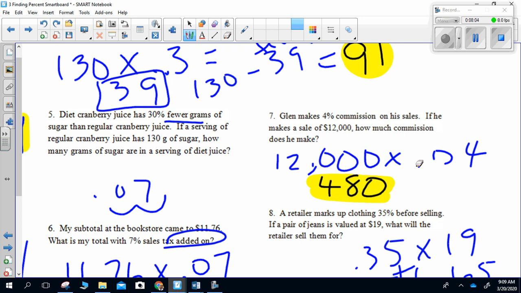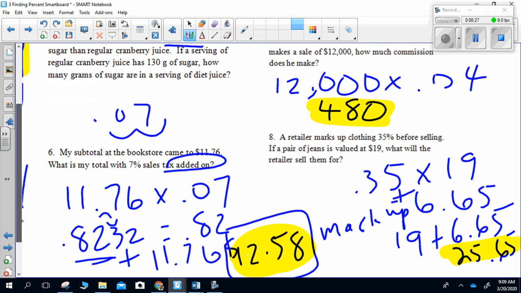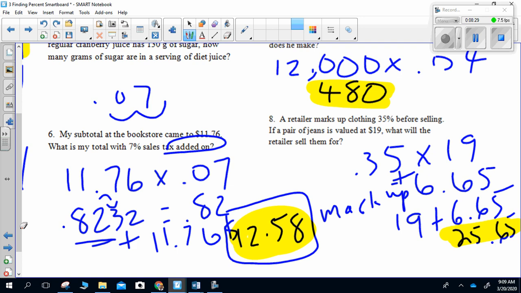So if he sells the $12,000 car, out of that $12,000 that the dealership would charge, he is going to make $480 and the dealership will get the rest. So if you are a commissioned salesperson, you just make the commission, which is just a portion of how much something costs, and it's just a percent. You just multiply. And then the last question was that a retail was marking up the clothing.